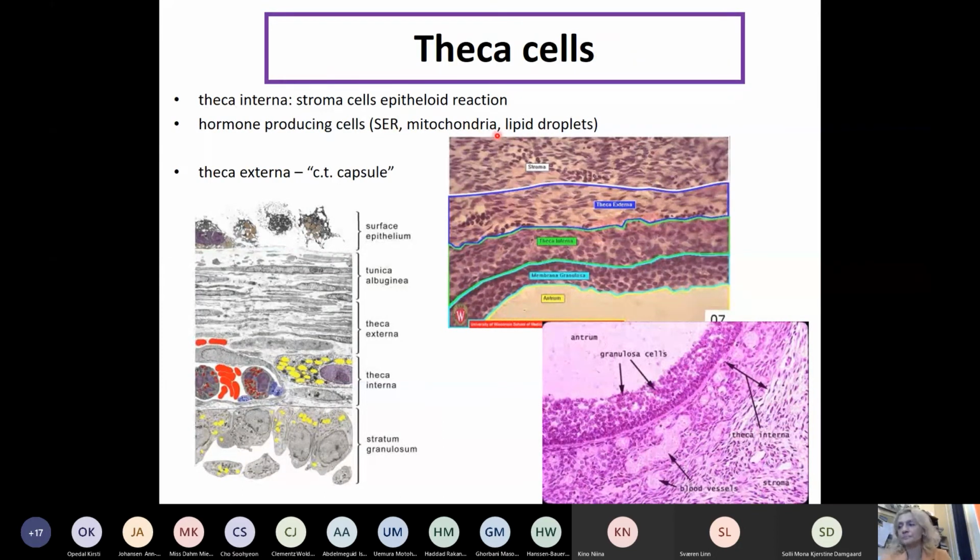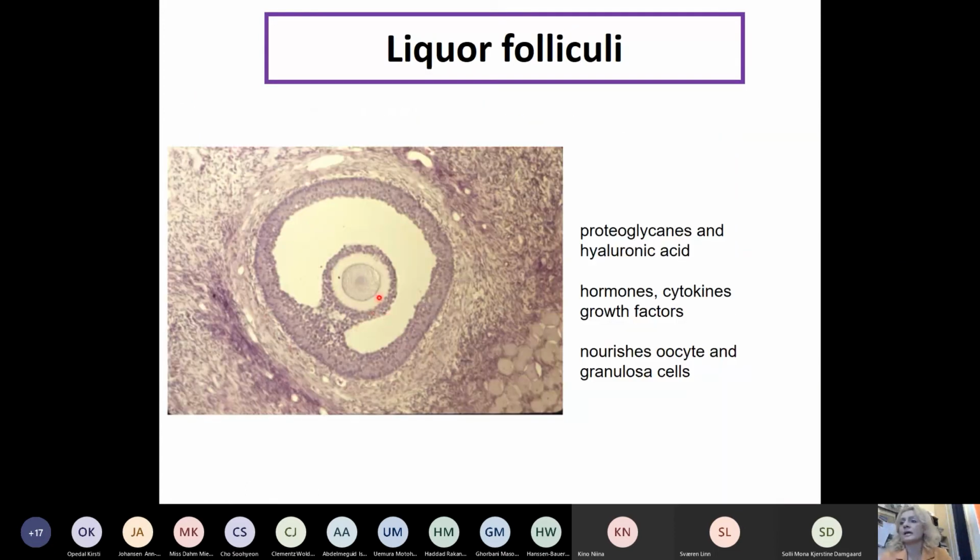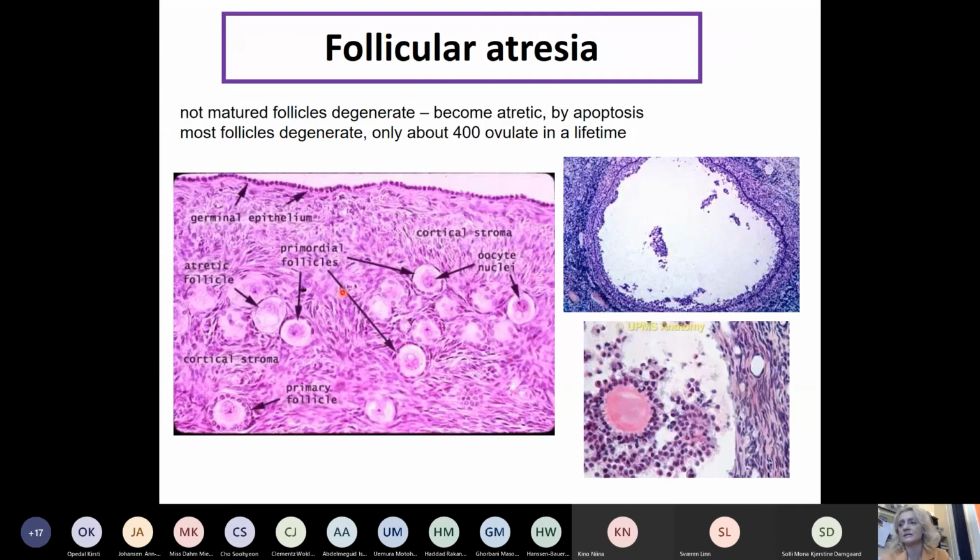So these are lipid hormones. The theca externa is just a little bit denser, more densely packed stroma. It's like a capsule around the follicle. Then here we have the liquor folliculi, this fluid, which is very rich in hormones, cytokines, growth factors. It's like a nourishment for the developing oocyte, and of course the granulosa cells.